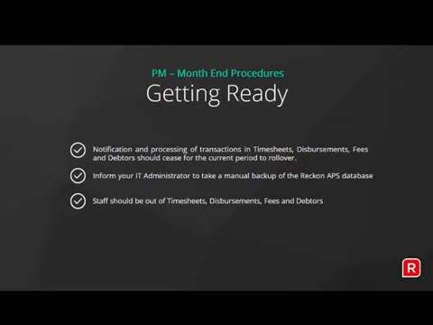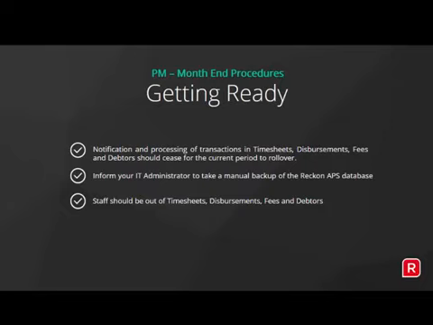Some people prefer to inform their IT administrator to take a manual backup of the Reckon APS database if there is no scheduled time for this to happen in the evening and after you've finished your processing. So a manual backup can be done and kept. In the unlikely event that you would need to restore that backup, you do have that.